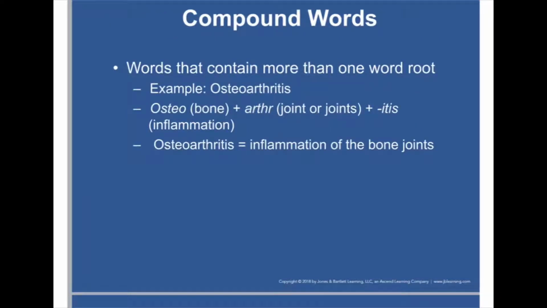Compound words are distinct from words that we've added a prefix or a suffix to, because in compound words, we actually have two root words that are combined together to give us a meaning. The example they're giving you here is osteoarthritis. Osteo refers to bone. Where else have you heard of the word osteo? You may have heard of it in osteomyelitis. Of course, in osteoarthritis here, and here in arth. Ar refers to joint or joints, and itis refers to inflammation. So osteoarthritis is inflammation of the bone joints.